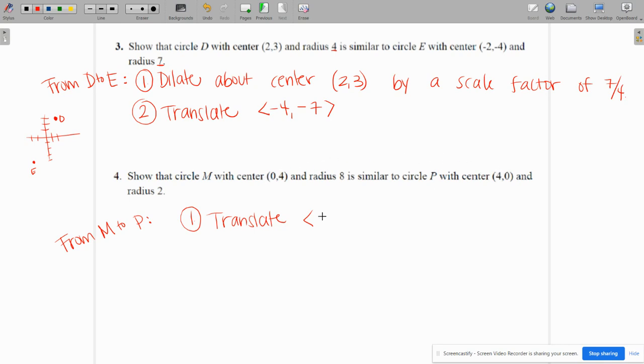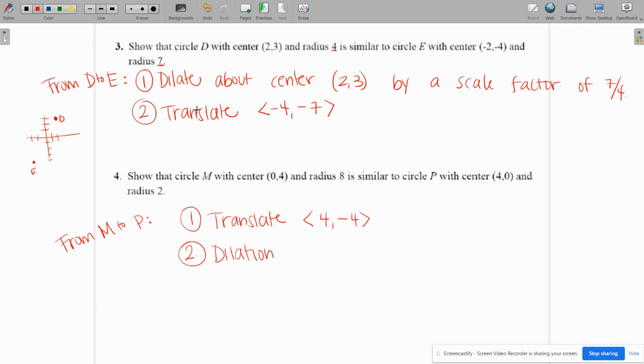0 to 4 means I'm going right 4 units. But if I was 4 units above the x-axis and now I'm on the x-axis, that means I'm going down 4 units. So there's our vector. So now my center is already sitting on top of circle P. So when I do this dilation, the center of circle P is now my center of dilation.